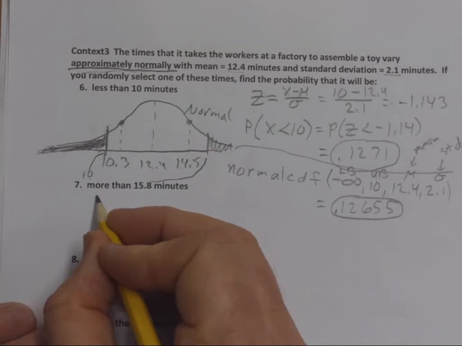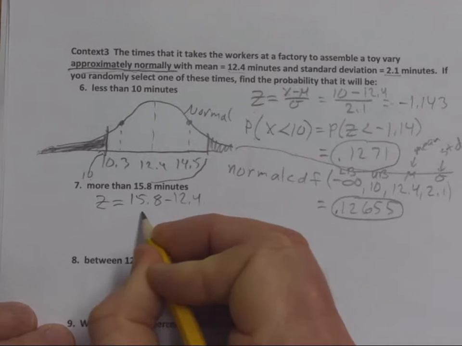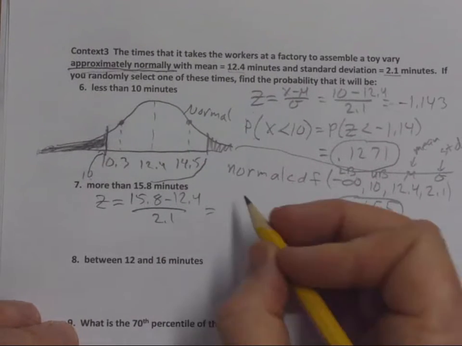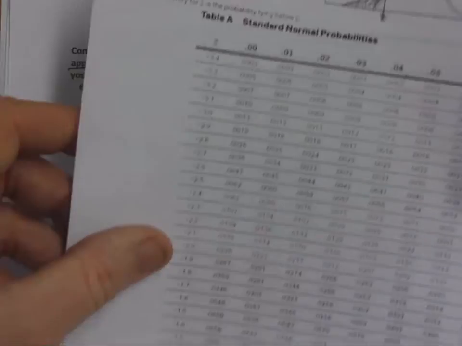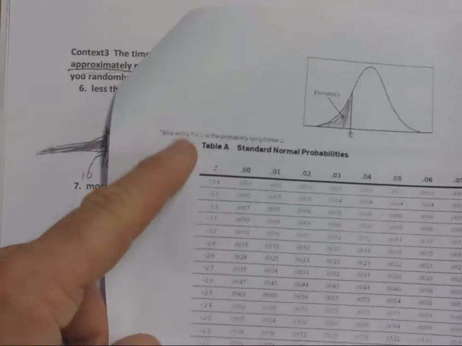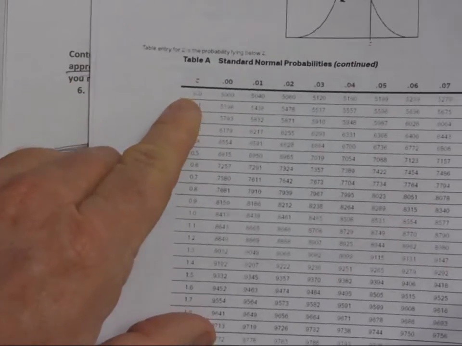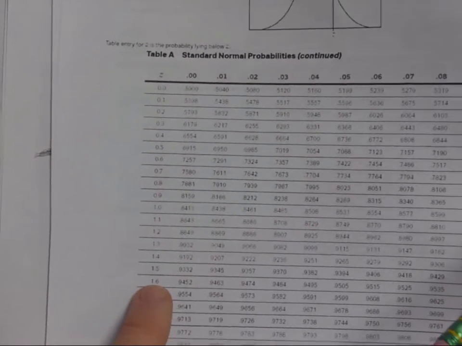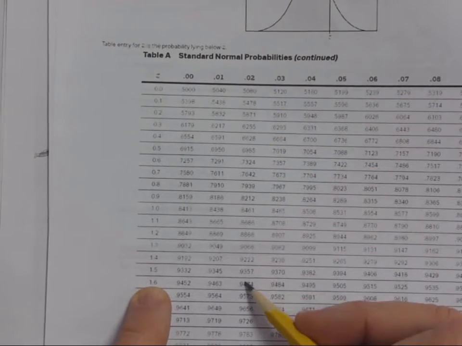So doing this using a table, you'd find the z-score for 15.8. That'd be 15.8 minus 12.4 divided by 2.1, and that, in fact, is equal to 1.62 approximately. So then we would go to the table. Now it's positive 1.62. This table A has 2 parts to it. The second part of table A is the positive z-scores. So we go down to 1.6, and then go over to the 0.02.